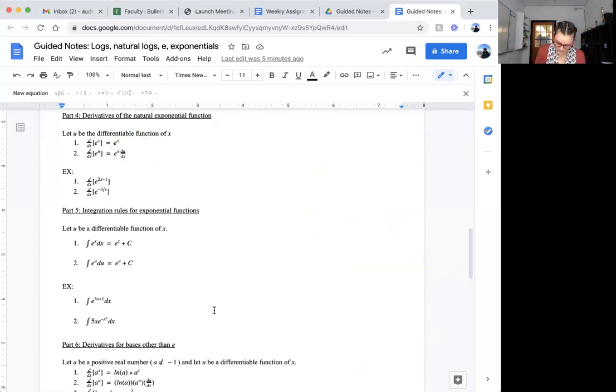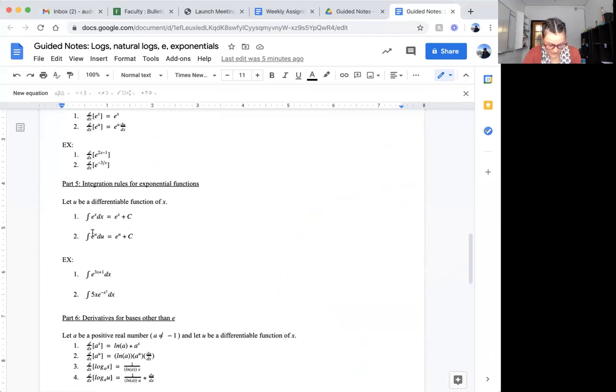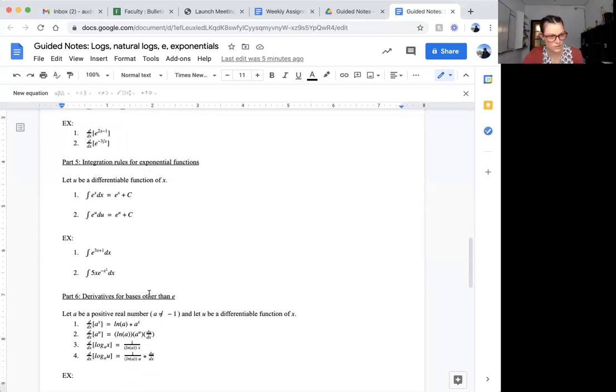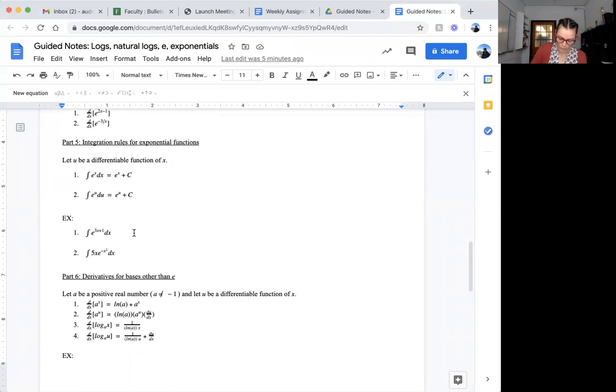All right, moving on, integration rules for exponential functions. The integral of e to the x is also e to the x, and the integral of e to the u is e to the u plus c. Okay, so this is more kind of classic u-sub e type problems, right? Because we want to get to the integral of e to the u du, because then we know the integral will be e to the u plus c.